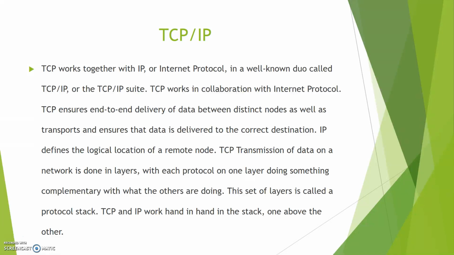TCP transmission of data on a network is done in layers, with each protocol in one layer doing something complementary with what the others are doing. This set of layers is called the protocol stack. TCP and IP work hand in hand in the stack, one above the other. So TCP and IP are very commonly put together. They're two peas in a pod, and you'll commonly see them grouped together.